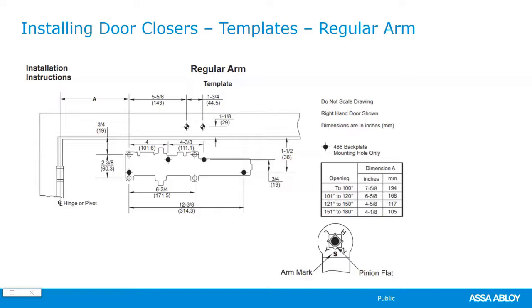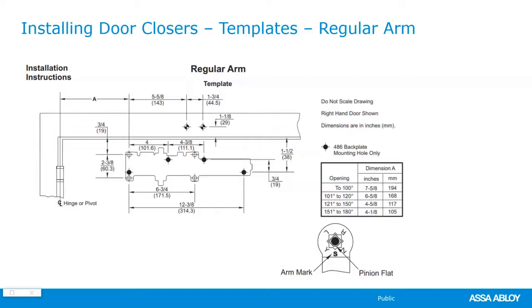If the door is opening into a corridor, and that corridor is a means of egress for evacuation, then we want a door closer that is templated to 180, so that door will actually lay up against, or can lay up against, the wall of that corridor, so it doesn't impede traffic.